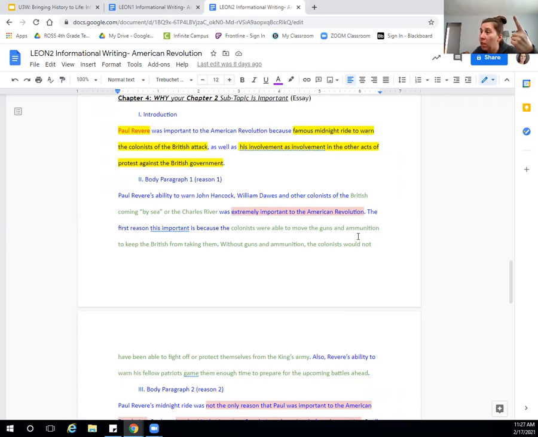That's fact 1. Without guns and ammunition, the colonists would not have been able to fight off or protect themselves from the King's army. Fact 2. Also, Revere's ability to warn his fellow patriots gave them enough time. 3. Okay, I'm noticing that I have all these grammatical errors, but I actually have more than 2 facts. I have 3, and I gave the topic sentence. It is supporting what I said in my thesis.